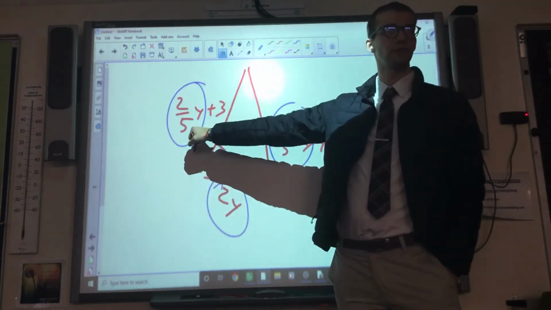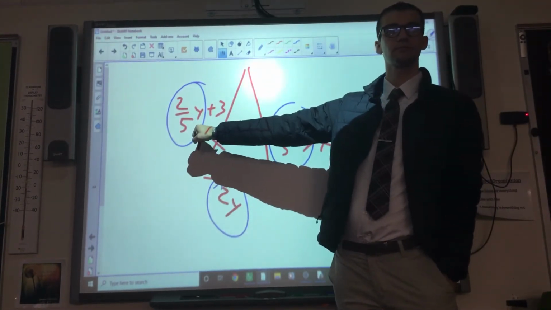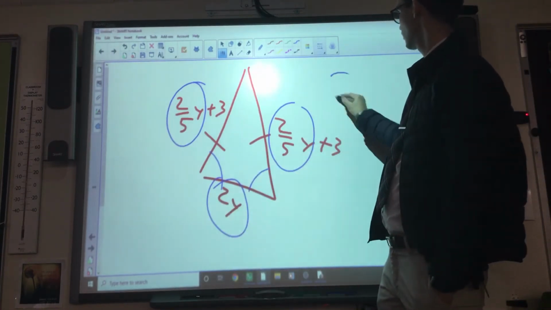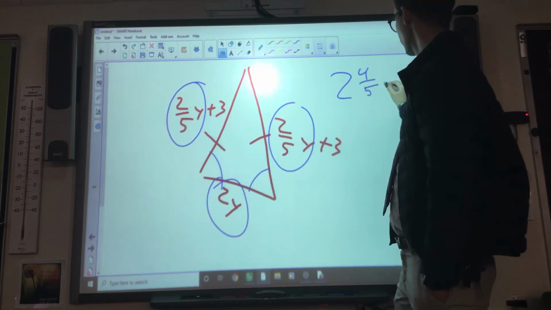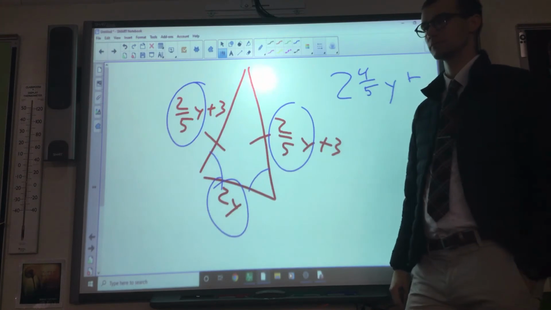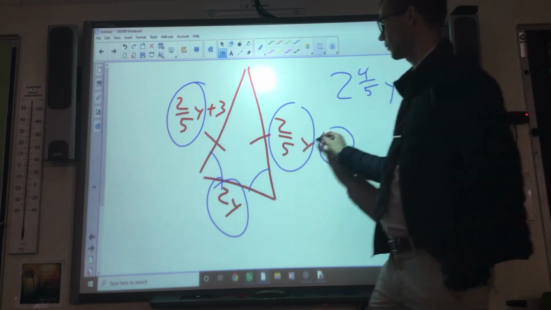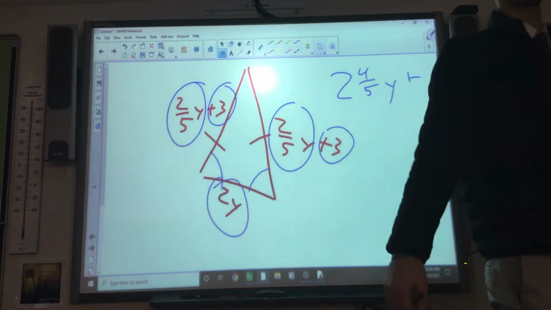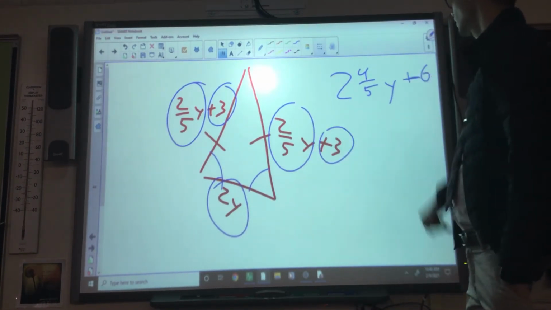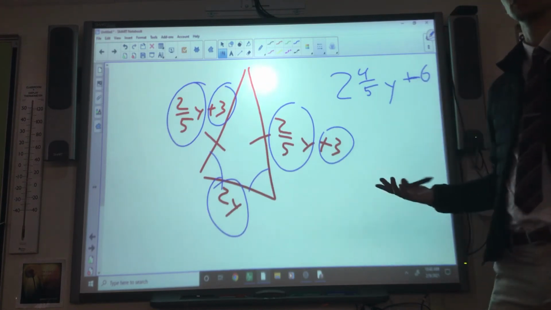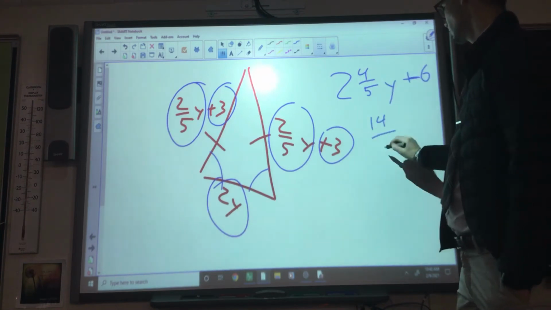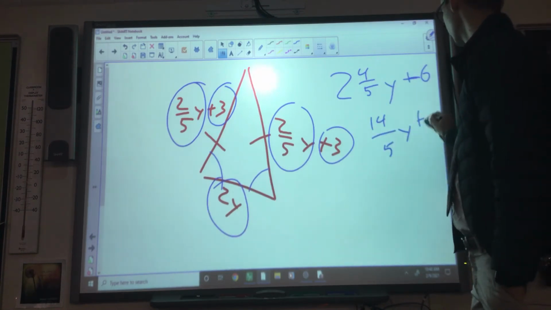2/5 plus 2/5 is what? 4/5, but it's y, plus another 2y. 2 and 4/5 y, plus what? How many actual numbers do we have? 3 plus 3, and we add them up, we get 6. If we wanted to put this in terms of improper fractions, 5 times 2 is 10, plus 4 is 14 over 5 y plus 6.